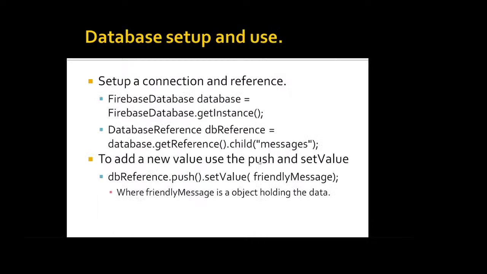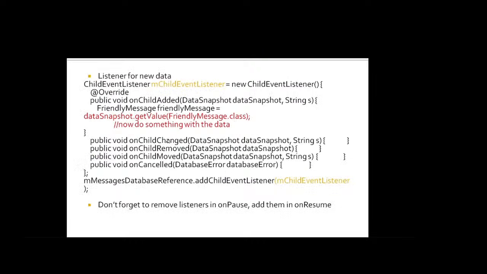So to add a new value, use push and setValue. DB reference is just the variable we created: dbReference.push().setValue(friendlyMessage). Whenever we use setValue, it will automatically clear the data stored in the database for this particular child, or whatever the DB reference points to. Those data will be deleted, and this particular data will be updated, where friendlyMessage is an object holding the data. So these are the listeners. We will definitely be using these in our code this session.